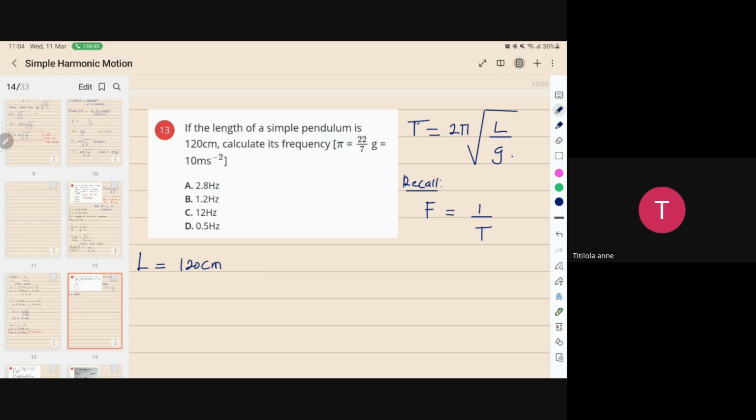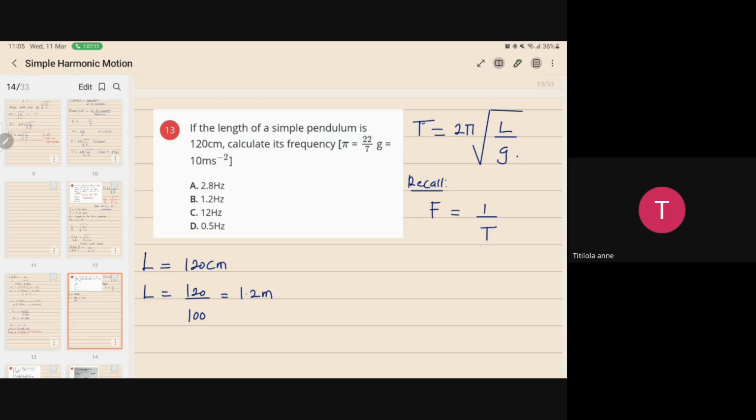So that is where it gets tricky. You're not expected to use that 120 centimeter because g is in meters, right? So you have to convert from centimeter to meter. Converting from centimeter to meter means you divide by 100. When you divide 120 by 100, this is equal to 1.2 meter. Is that okay, guys? So with that, we can now go ahead and plug everything into the equation.